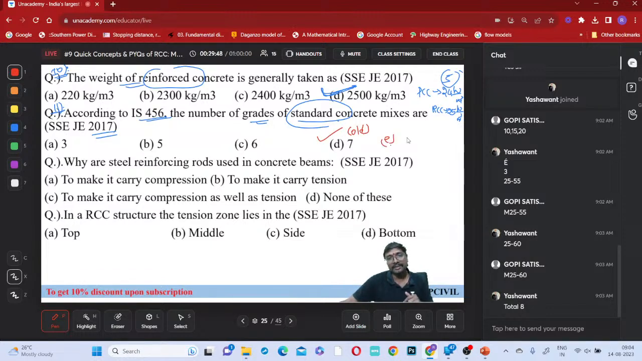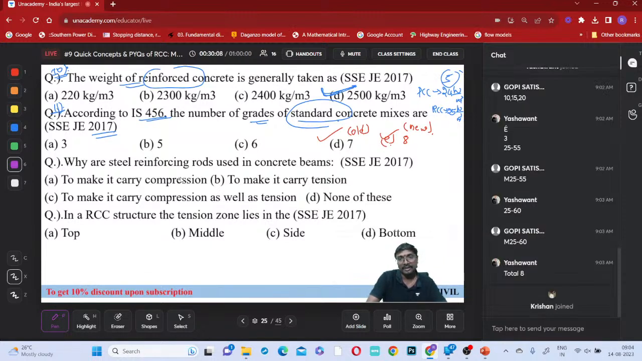As per the new specifications, if the same question is given at present, should 7 be selected or 8 be selected, all of you? 8 should be selected if the question is given at present, right? Yes or no? At present. You have to be careful, right?